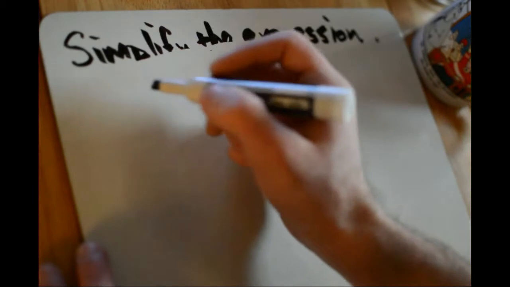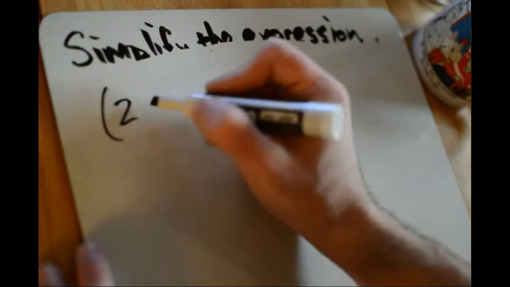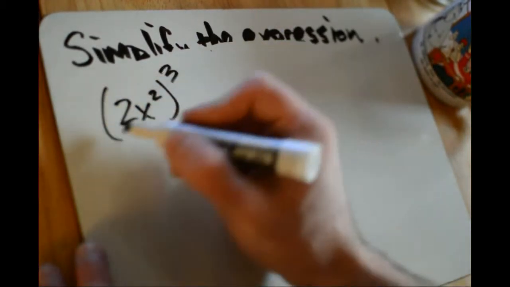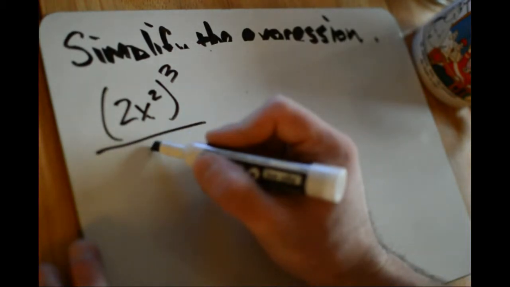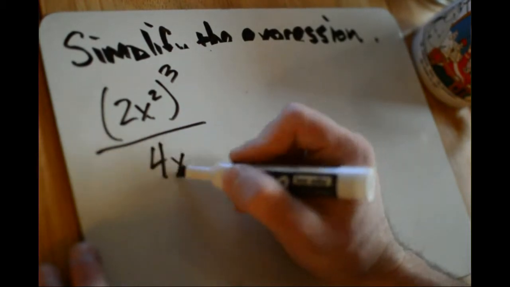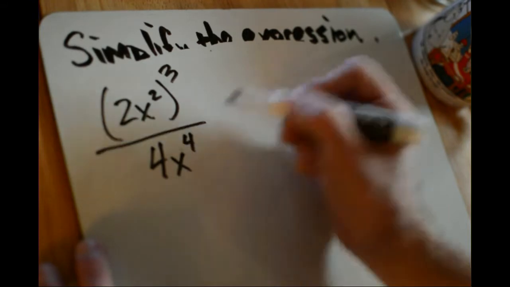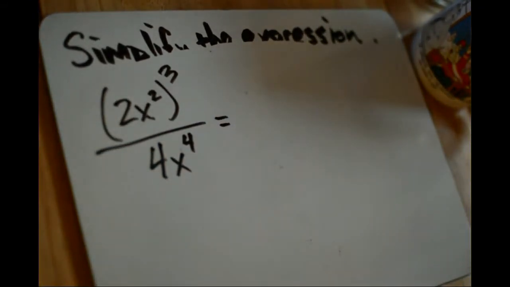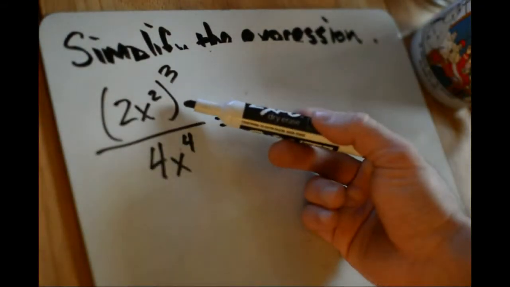Let's take a look at a few examples. Let's bring in some stuff from before too, some of the product rules. So let's say we have 2x squared to the 3rd divided by 4x to the 4th. Well, let's go ahead and use our product rule up here.